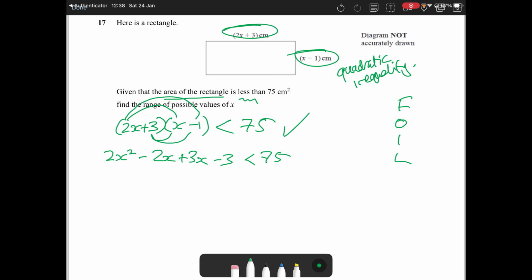Tidy up the left-hand side. We've got 2x squared, then minus 2 plus 3 is plus 1x, or plus x, minus 3, is less than that. Cool. Now, with quadratic inequalities, just like quadratic equations, we always want to have it equal to 0, not 75. So we're going to move the 75 to the left. We'll take away 75 from both sides. That means the last term will be minus 78, and that'll be less than 0. Cool.